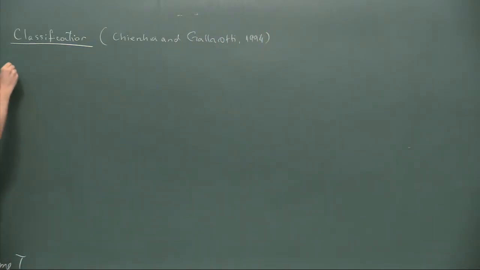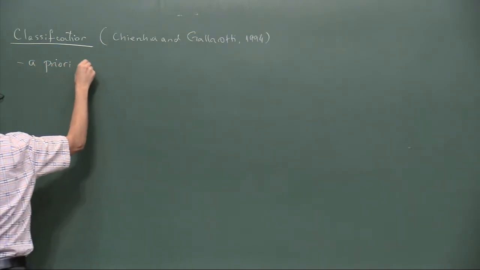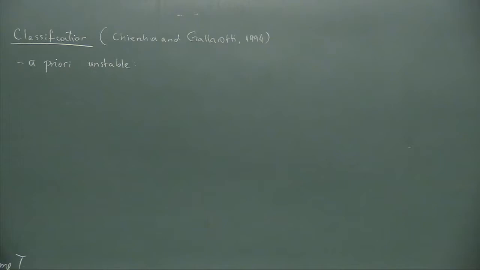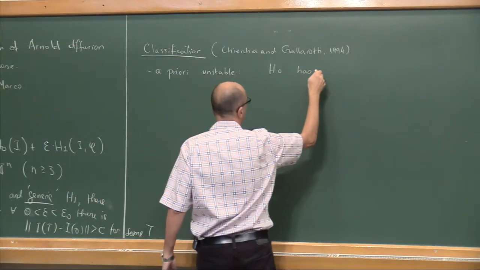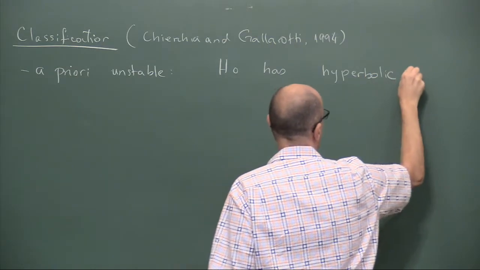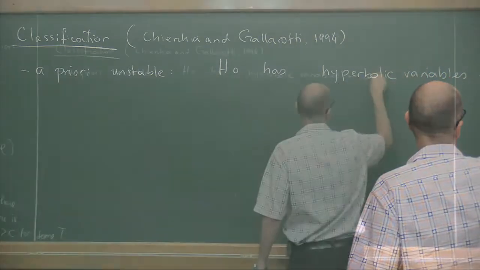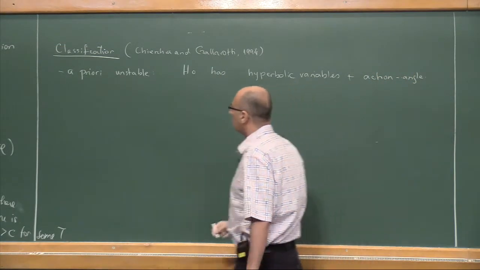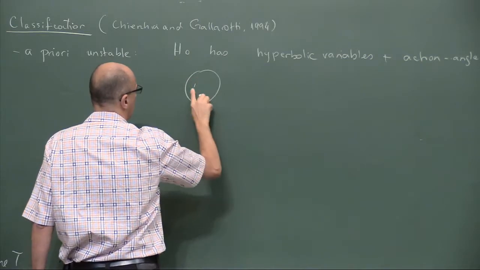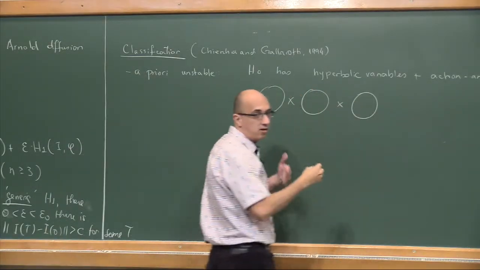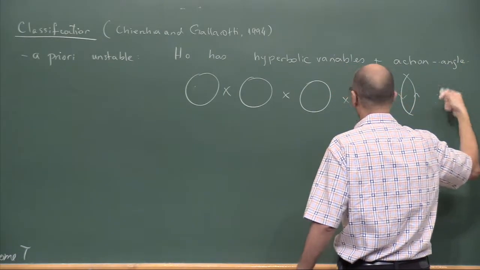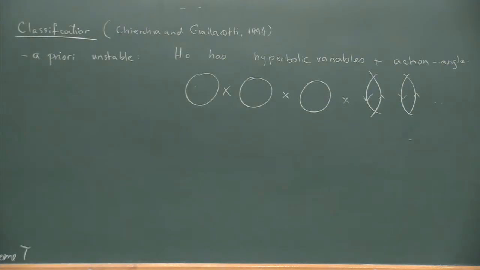So you have a priori unstable Hamiltonians. A priori unstable means that in the unperturbed system, H0 has some hyperbolic variables, plus action-angle variables. So essentially, before you put the perturbation on, what you have is a product of rotators and pendula, and then you are going to add the perturbation. So you have hyperbolicity in the unperturbed system already.